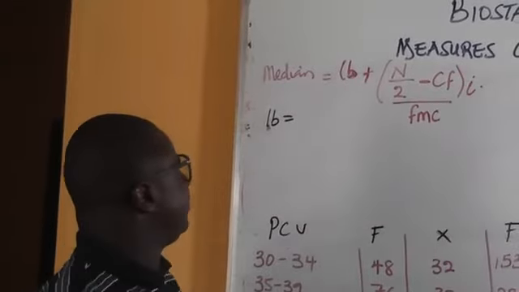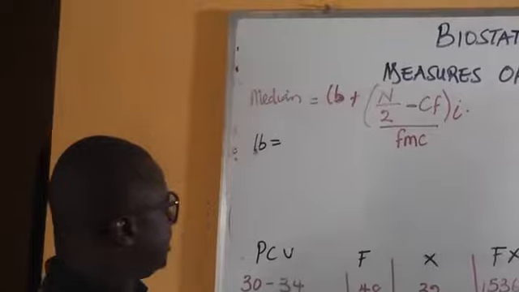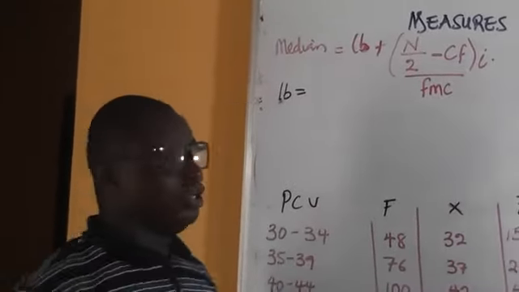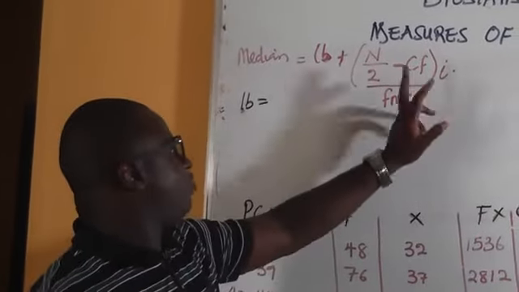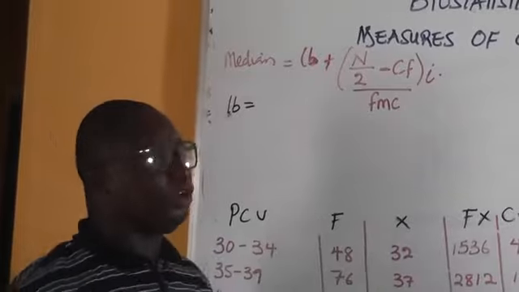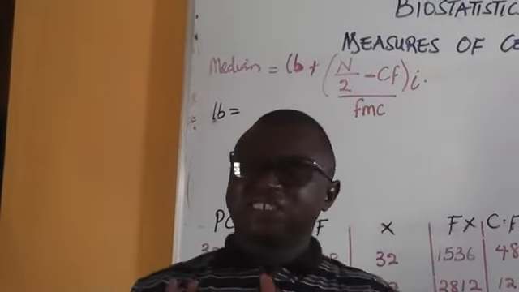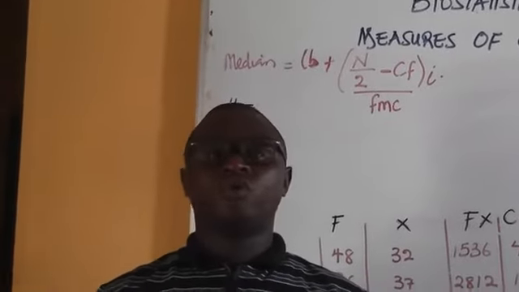Let's just know the meaning first. LB stands for lower boundary. What is N? N stands for the total of the frequency. That is, if you add all this frequency, you get 381. Then the CF, we are coming to that. Then I stands for the width of the class interval. Now, there is a basic thing that we need to do first before we look at median.